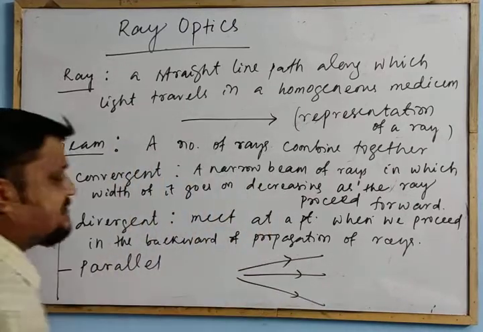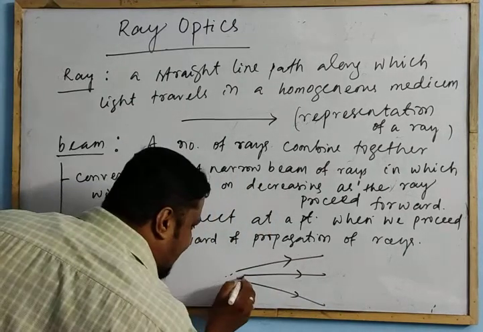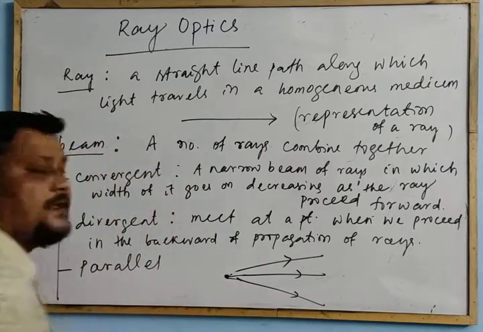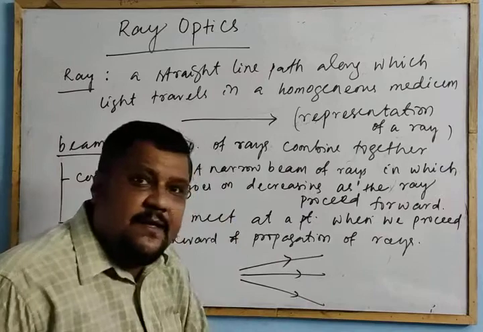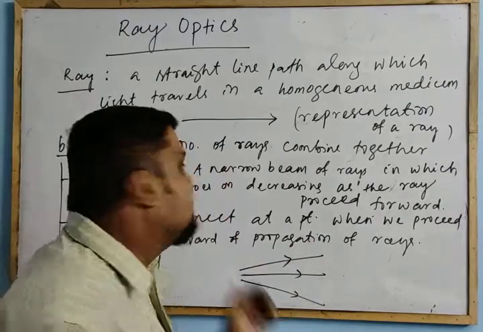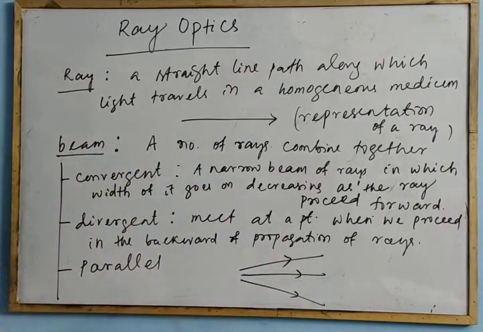So these are the divergent. When we proceed backward, they meet at a point. Or the width, when we proceed along the propagation of the ray, goes on increasing. So that is a divergent beam.